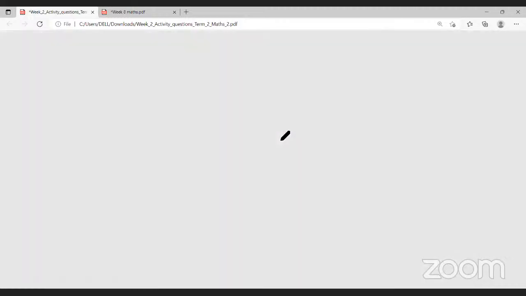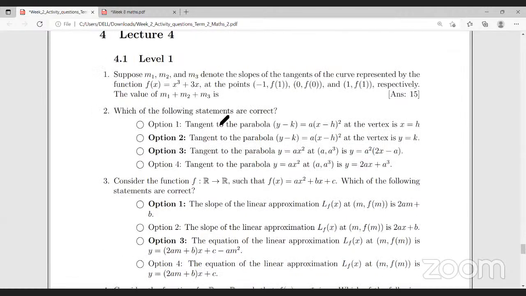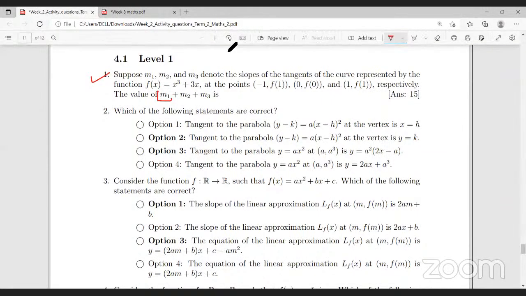My screen is visible? Yes, sir. Okay, question 1 is fine, everyone. So you have to calculate M1, M2, M3 and just add them. Any doubt in activity 4.1?